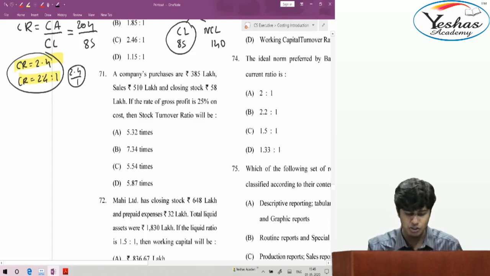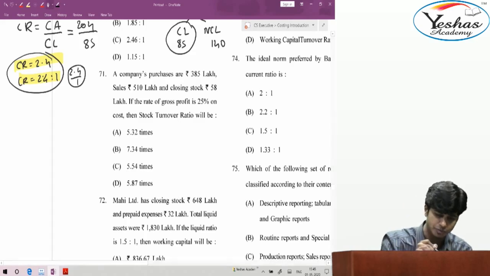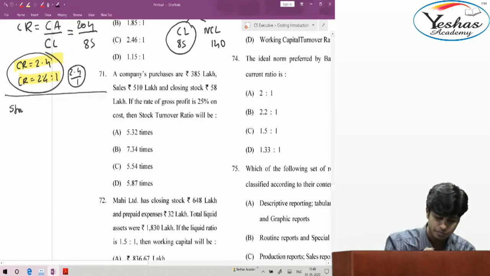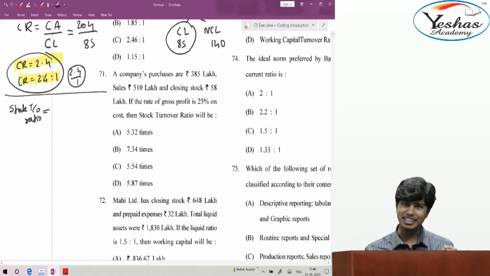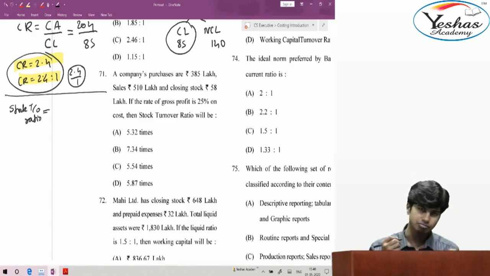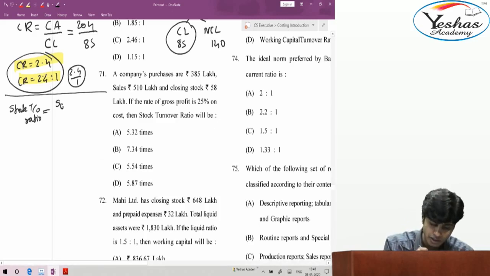If the gross profit is 25%, what is the stock turnover ratio? Come on, let us solve this. Stock turnover ratio. There are two formulas for stock turnover ratio. First one, we can basically take sales or we can take COGS also. So we can do either sales by average stock or COGS by average stock.